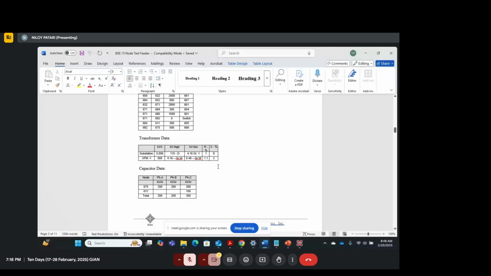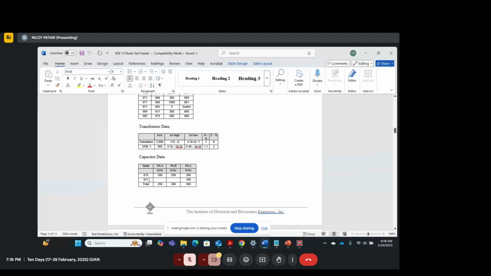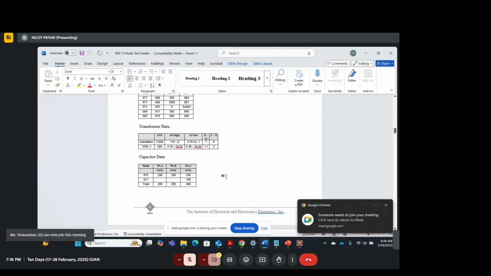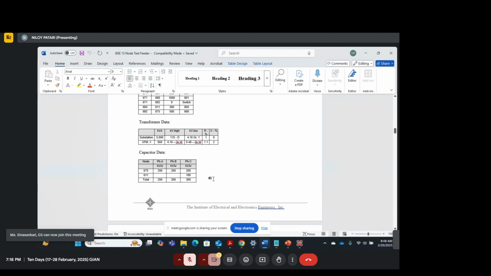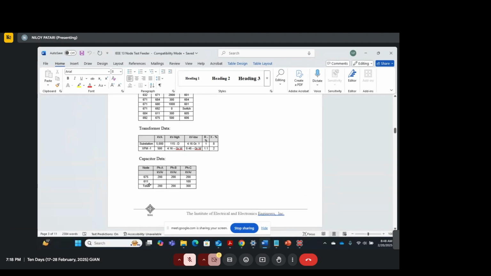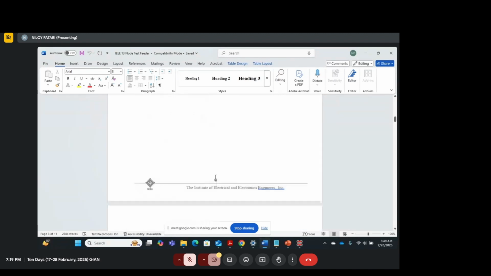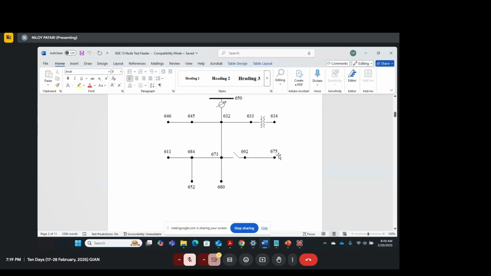Then you have capacitor data as well. You see that there are two capacitors connected in the system, right? Which are at 675 and 611. It also shows the capacity of each of them. And I think 611 is a single phase node, so phase C is the only phase that you have at 611. 675 and 611 are exactly here, on the right hand side and on the left hand side.